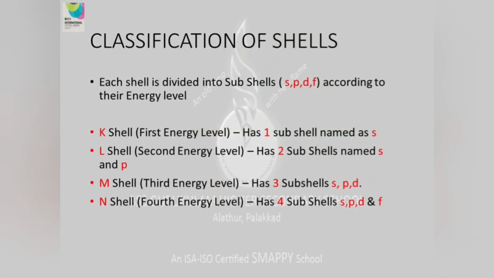Classification of shells. Each shell is divided into subshells S, P, D, F according to energy level. K shell, being the first energy level, has one subshell, that is S. L shell, the second energy level, has two subshells, S and P. M shell, the third energy level, has three subshells, S, P, D. N shell, the fourth energy level, has four subshells, S, P, D, and F.